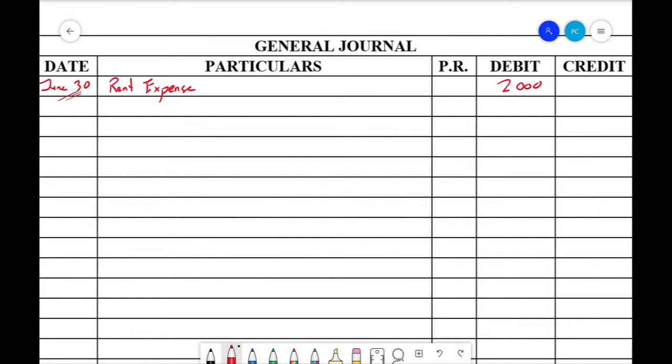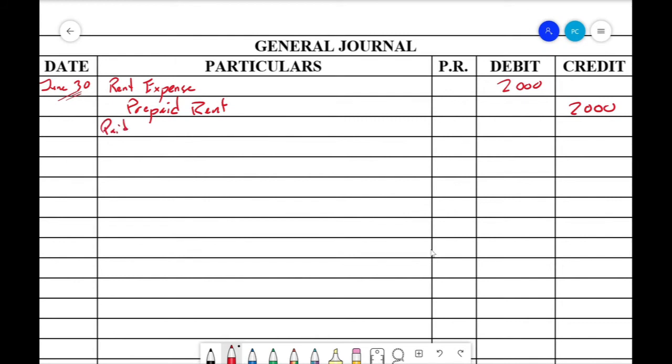Rent expense is the one, because every time you use up a prepaid account, some kind of asset, remember that when you use an asset to make money or to sustain your business, you have to use an expense account. So hence why we have rent expense. And the other side is our asset, which is prepaid rent. That's an asset account, and we're going to credit that $2,000. Okay, and then what did we do?